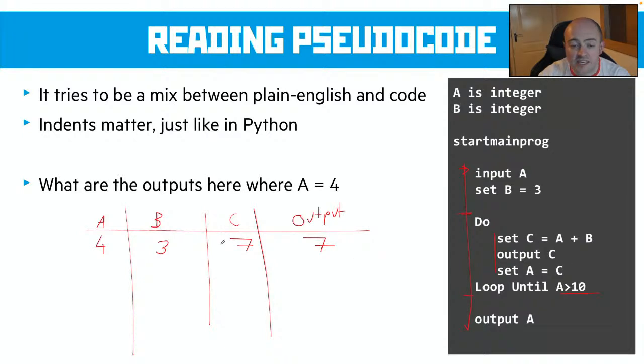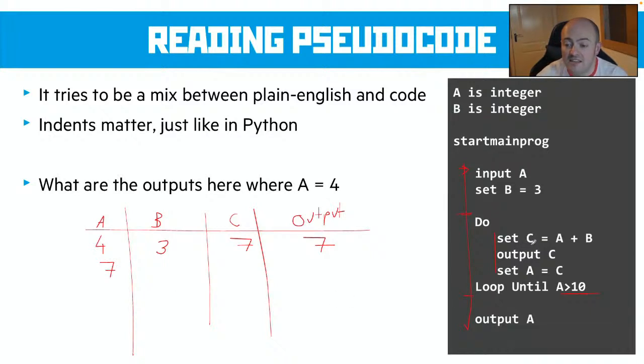Set A equals C. Okay, so A becomes C. So I'll move on to my next line down now because I'm changing A. So A becomes what C was. Okay. Loop until A is greater than 10. Is A greater than 10? No, it's 7. So we start again.